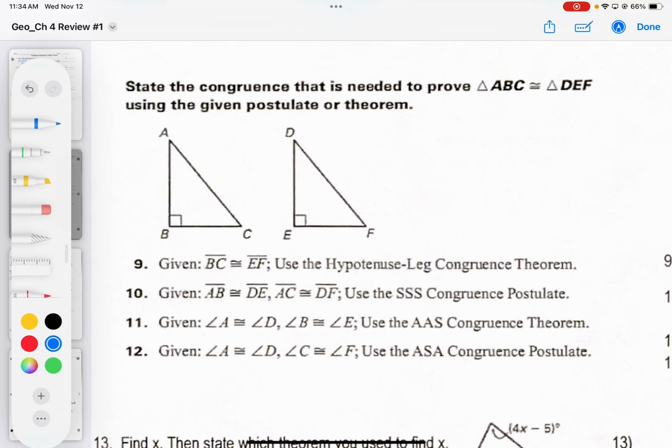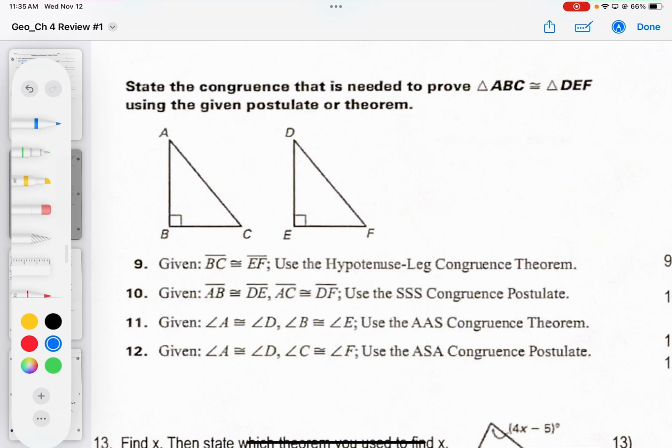9, 10, 11, and 12. You guys had problems like this on your quiz and struggled with it a little bit, so I want to make sure I go over this. All right, for number 9, it says, given that those sides are congruent, use the picture and what additional piece of information would you need to use HL theorem?